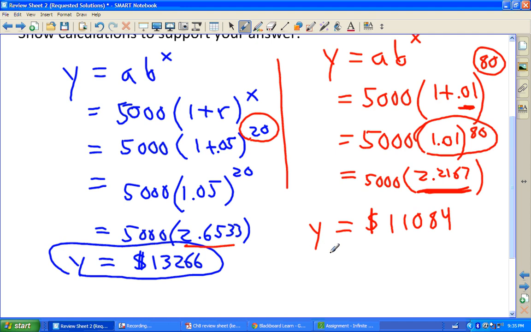for option 2. So which option would you pick? Well, obviously the one with the most money. There you go.